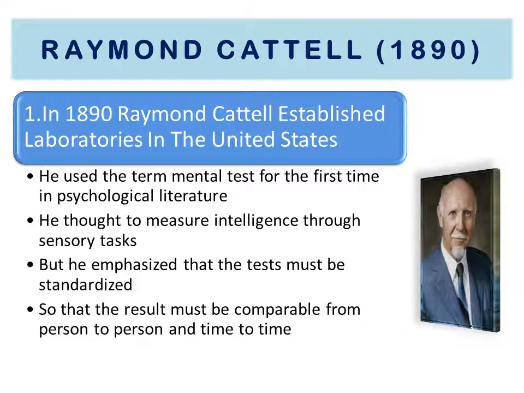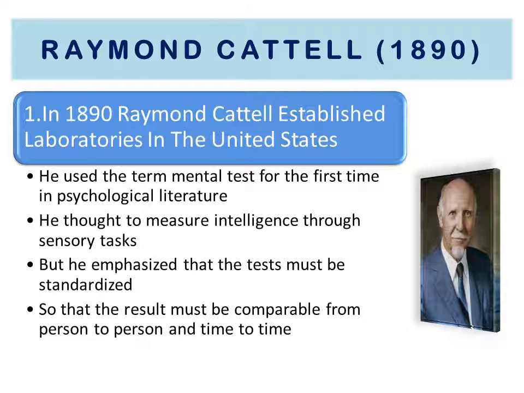Raymond Cattell. First, in the 1890s, Raymond Cattell established laboratories in the United States. Second, he used the term intelligence test for the first time in psychological literature. Third, he thought to measure intelligence through sensory tasks. Fourth, he emphasized that the test must be standardized. Fifth, so that the results are comparable from person to person and time to time.